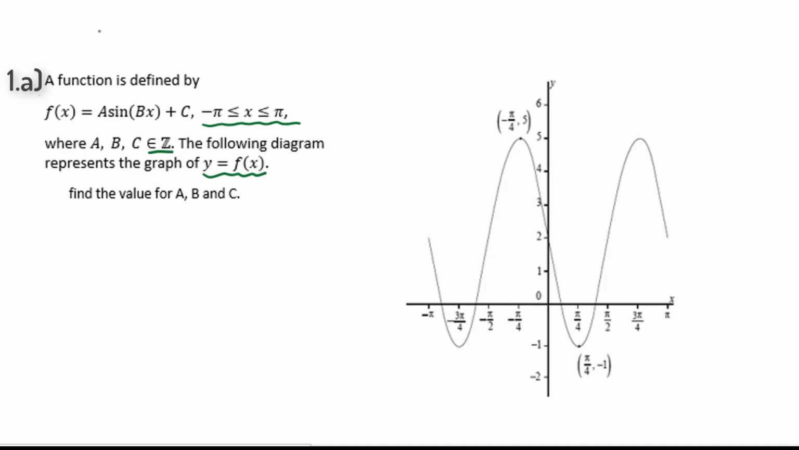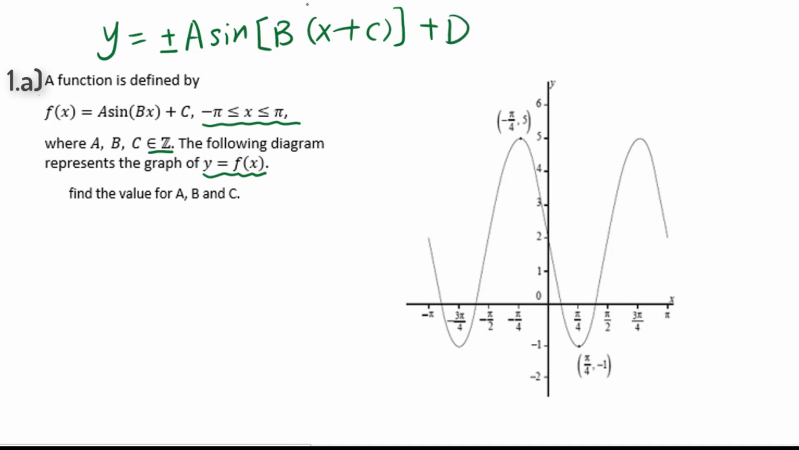First of all, we will write down our pattern. Y equals plus or minus a sine of bx plus c, plus d. Since the pattern we are looking for is a sine bx plus c, let's label our pattern as a1, b1, c1, and d1.